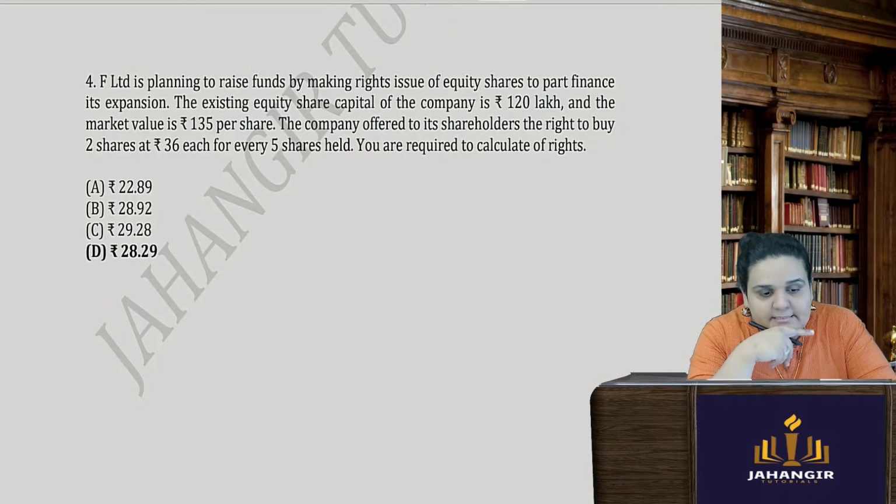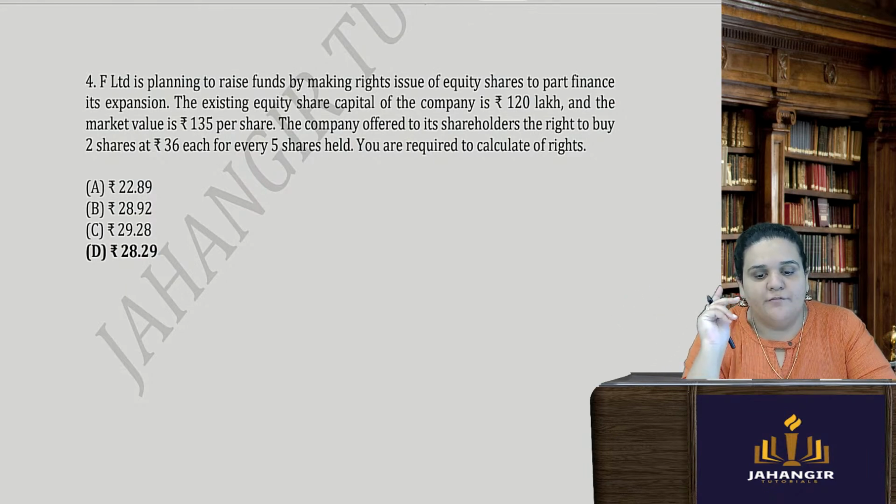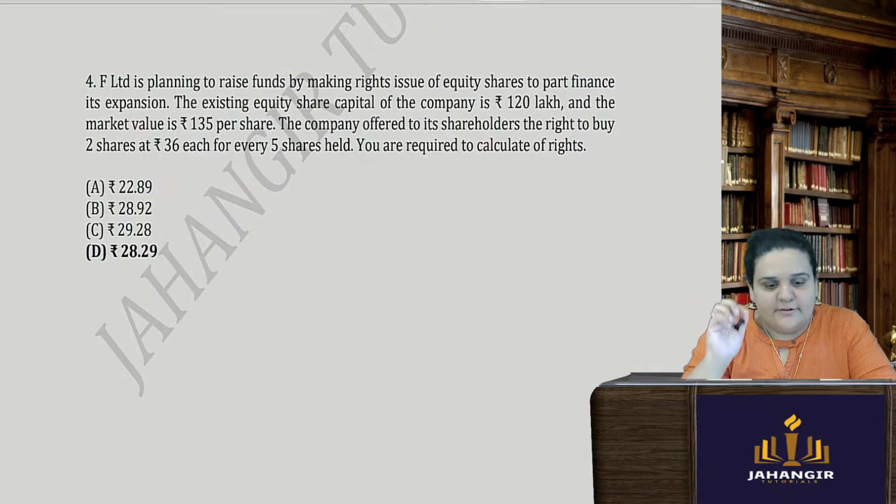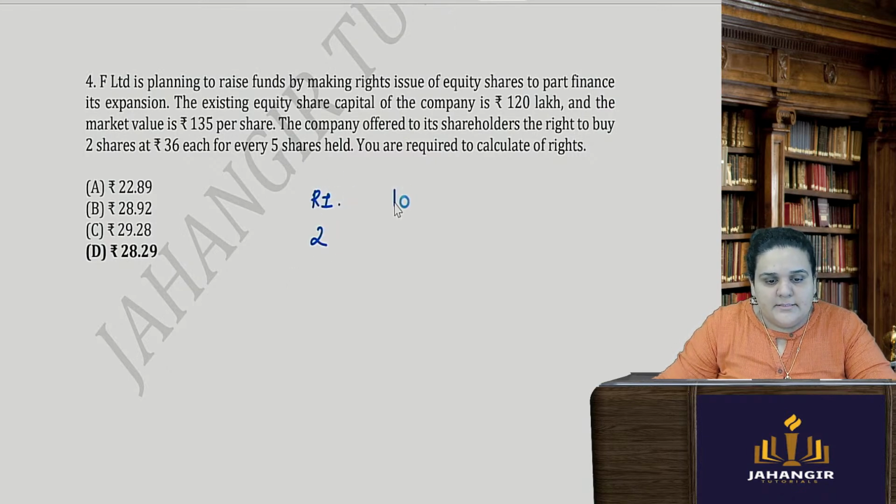Okay, now the last sum for this particular section. F Limited is planning to raise funds by making right issue of equity shares to part finance its expansion. Equity share capital of the company is rupees 120 lakh and the market value is 155 per share. The company offered to its shareholders the right to buy two shares at rupees 36 each for every 5 shares held. Okay, so right issue is 2 shares and held is 5 shares.